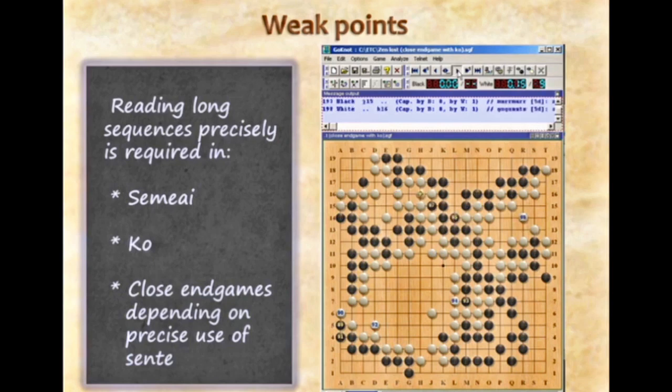Also, close endgames are a problem. The engine will not get the correct evaluation since the endgames depend on Sente and Gote. Playing the whole sequence in one order may differ from playing it in another order by a few points, and when these points decide the game, the engine does not see the winning path frequently enough.